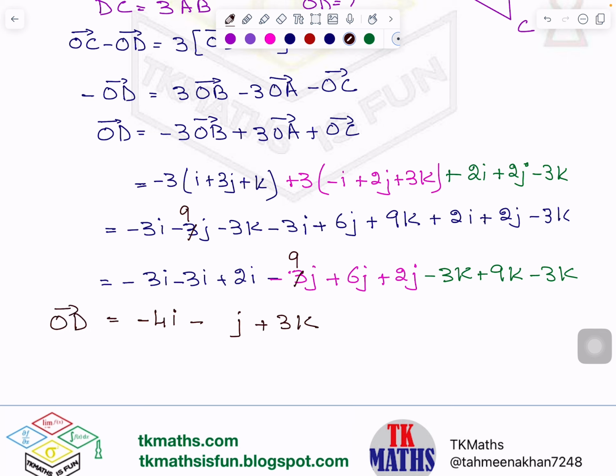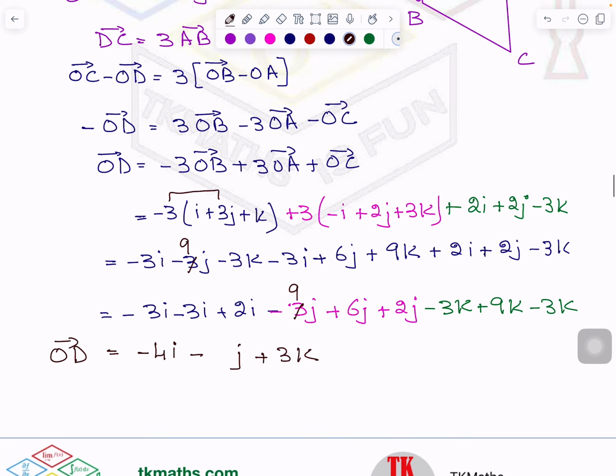Like, I made a calculation mistake here, 3 times 3. So you also need to be very careful. Being human beings, we all can make mistakes. So we need to be careful.